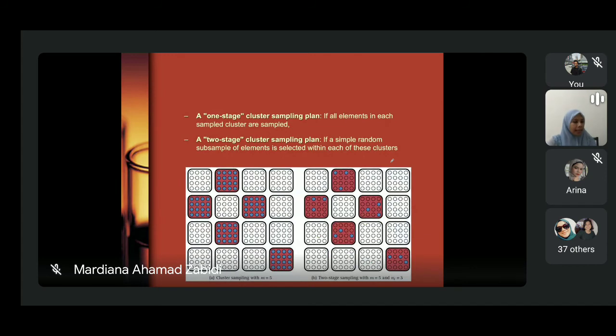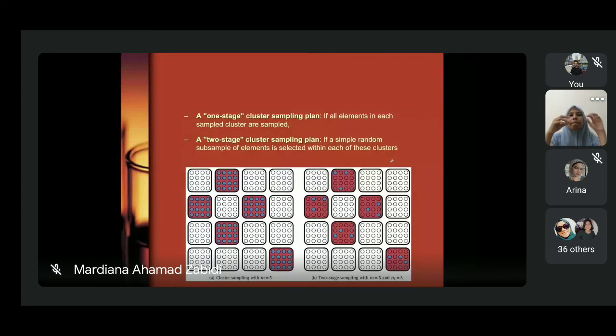Okay, and then untuk cluster sampling, dia ada juga several stages of sampling. Dia ada one stage of cluster sampling and two stage of cluster sampling. Okay, one stage cluster sampling is whereby if let's say all the elements in each sample cluster are being sampled. Maksudnya, bila kita collect sample, one stage tu, the first time when we collect the sample, then semua raw material tu ada. 5 raw material ni ada.